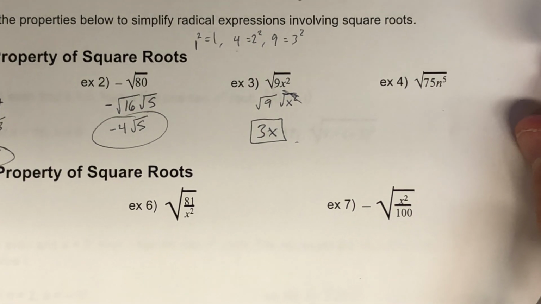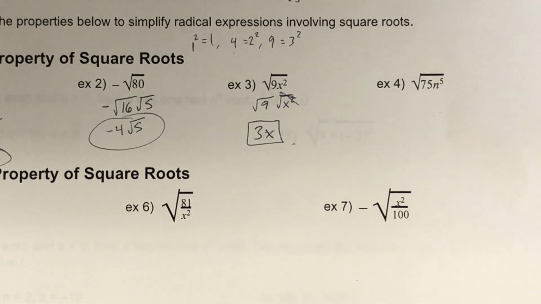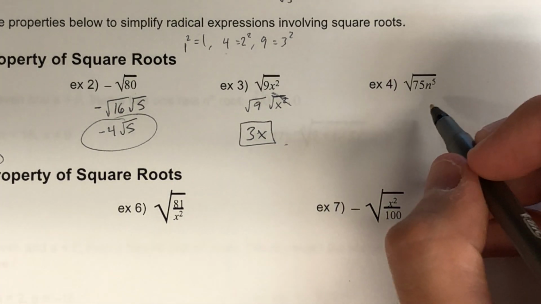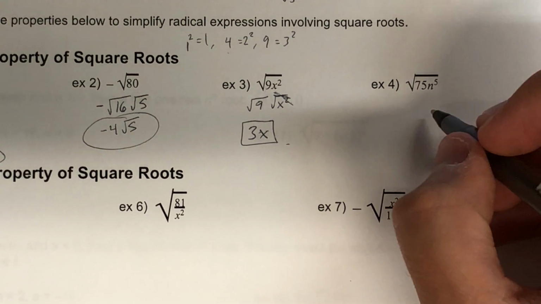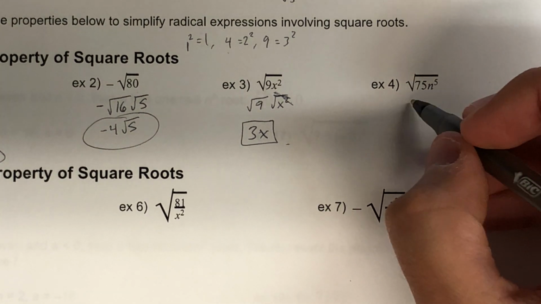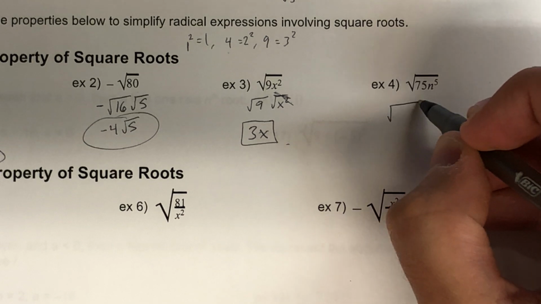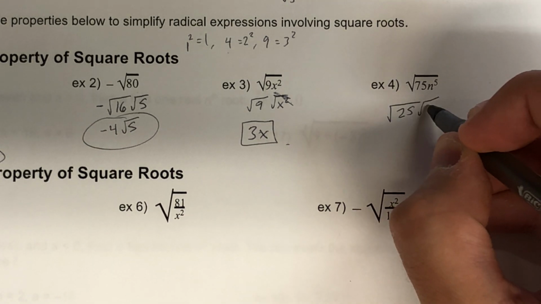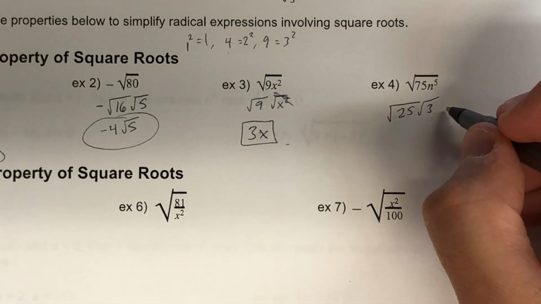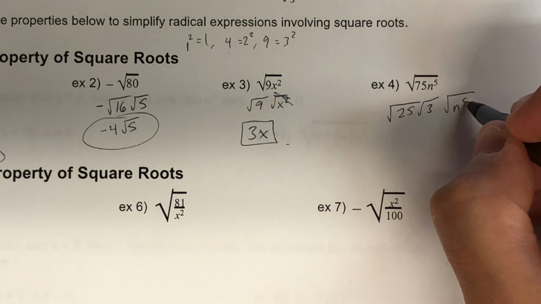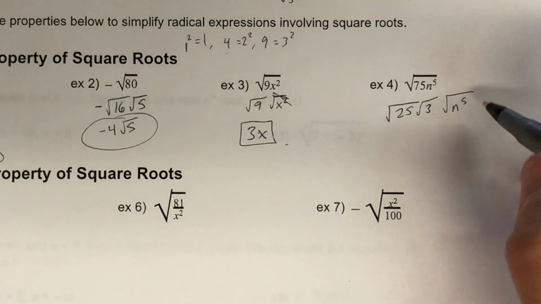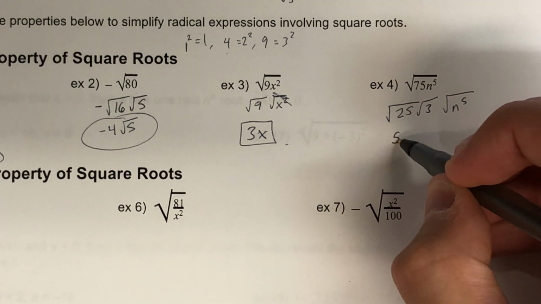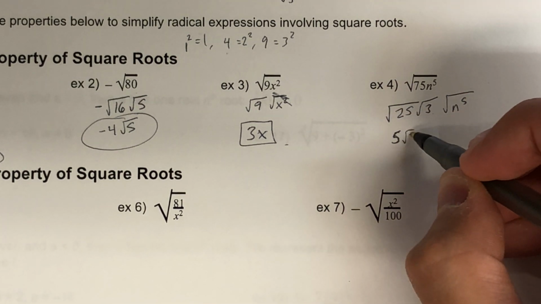Lastly, our fourth example, square root of 75 n to the fifth. Here, 75 will factor into 25 and 3. And then we have that n to the fifth, and we'll talk about that. Square root of 25 is 5, so we've got 5 root 3.